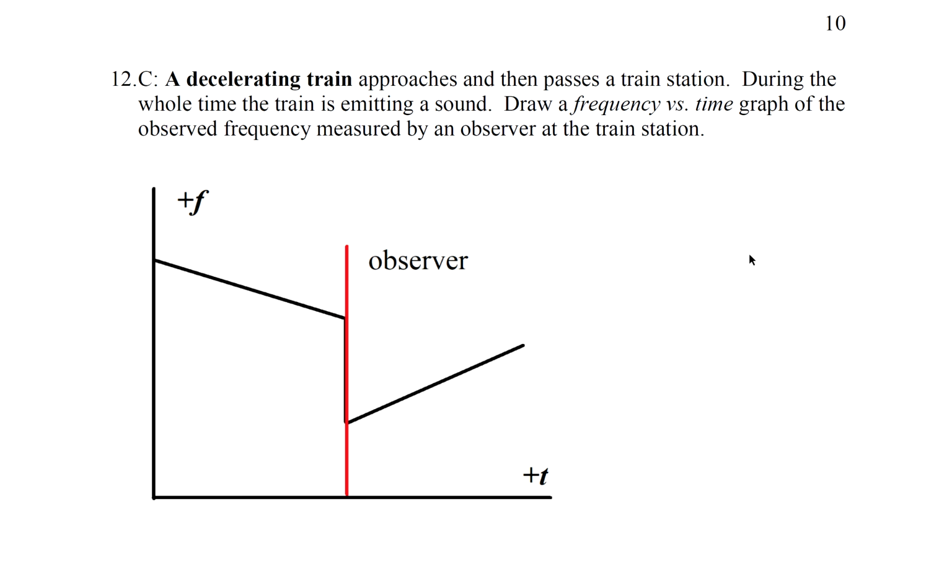Question 12. A decelerating train approaches and then passes a train station. During the whole time, the train is emitting a sound. Draw a frequency versus time graph of the observed frequency measured by an observer at the train station. Because it's slowing down, the observer is going to detect a decrease in frequency. When the train passes the observer, it's slowing down, so you could say it's being pushed to the left, towards the observer. That's why the observer is going to detect an increase in frequency.